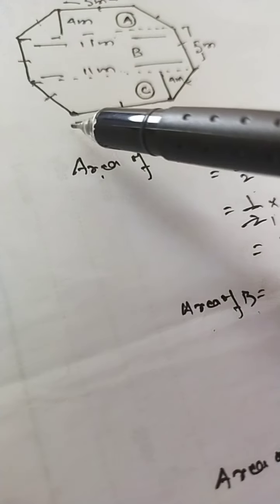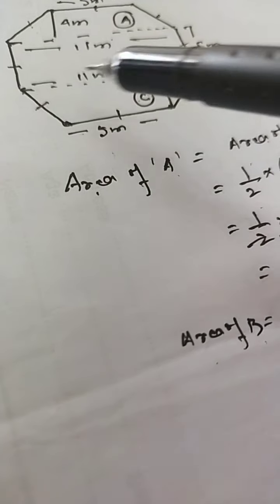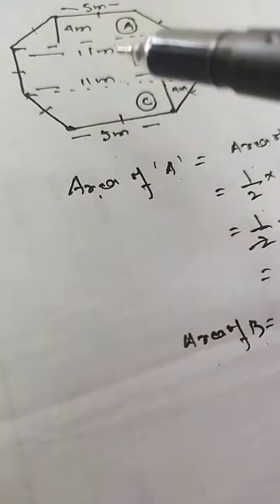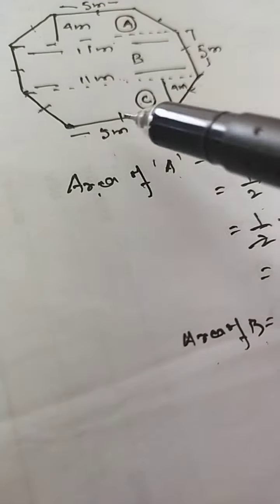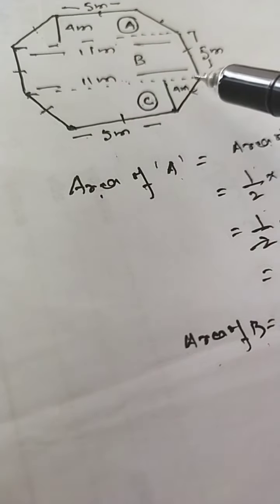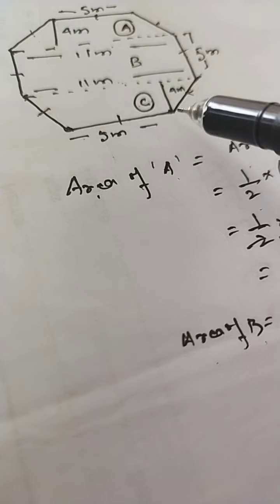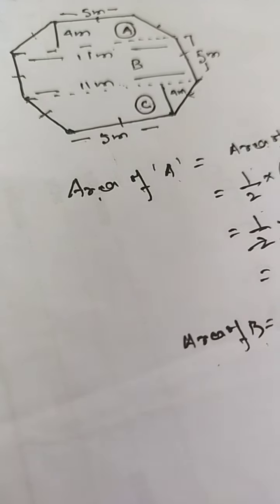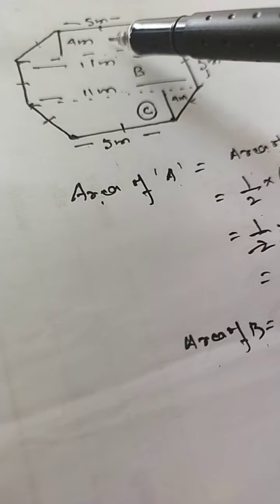Now let's get the area of the lower portion. Now what is the lower portion? It is again looking like a trapezium. So these are the two parallel sides. One is 5 meters, another is 11 meters. And what is the distance between these two parallel sides? That is the height, 4 meters. Okay, absolutely similar to the first one.